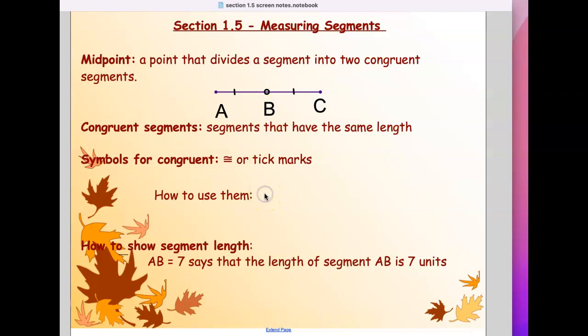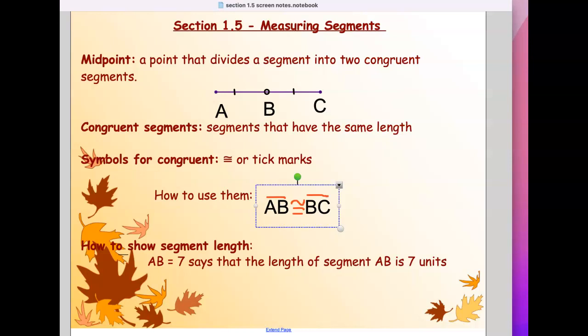We would say then that segment AB is congruent to BC. Oops, I need to put enough space in there. And then we would actually use the equal sign with the little squiggle over the top. Okay, so that's how we would use that. We would put the line symbol over the top of our segments to show that they are in fact segments. Okay, so that's how we would use the congruent symbol.